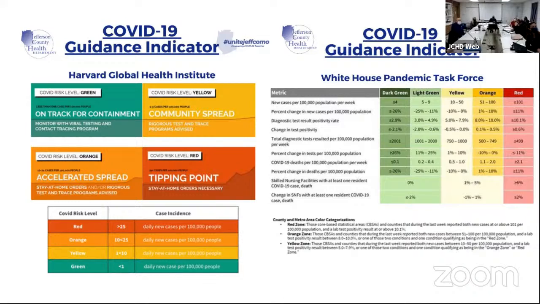Sorry. Okay, to give you an idea, we have been operating with these COVID guidance indicators for the past several months. We are utilizing two forms to basically be able to look at our guidelines. One of them is the Harvard Global Health Institute, which looks at the spread of COVID within a community in line with CDC levels of community spread. The other is the White House Pandemic Task Force, which is looking at all of the indicators that you see on our color charts each week. If you go to the next one.